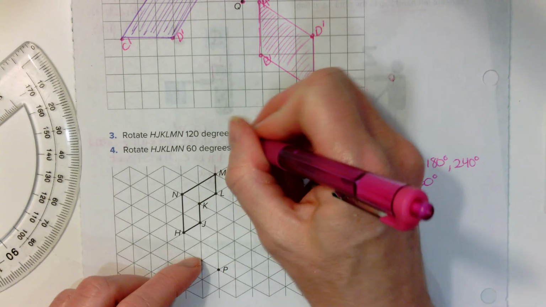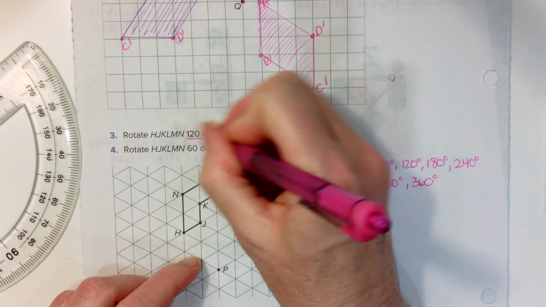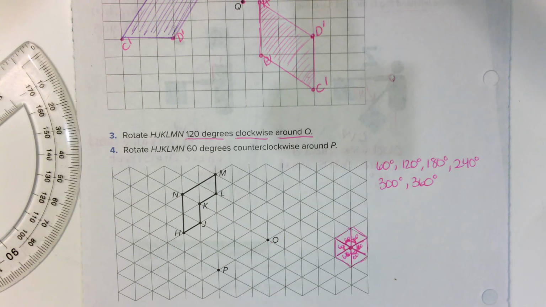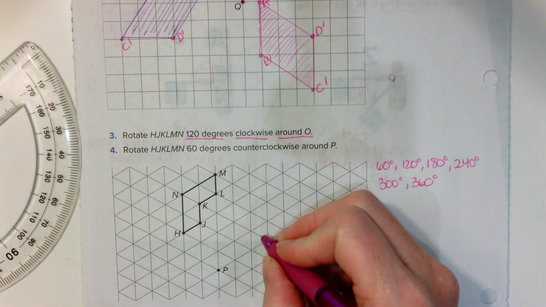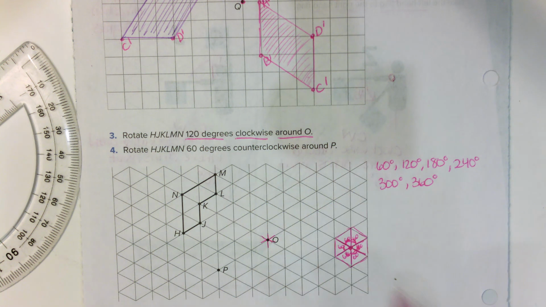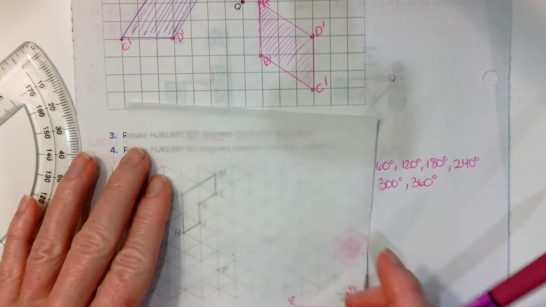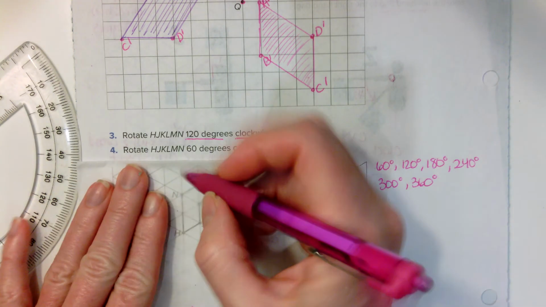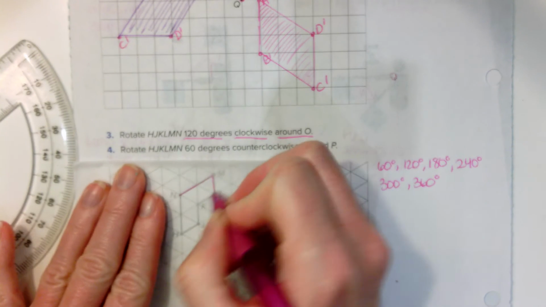So this is clockwise around O, 120 degrees. So looking at O, again, remember these are spokes, if you will, and from each pink spoke to the next one is 60 degrees all the way around, 360 total degrees. So again, I draw my shape anywhere I want it to be.